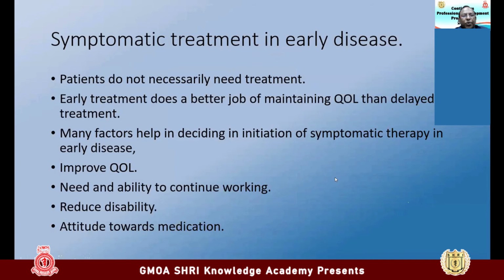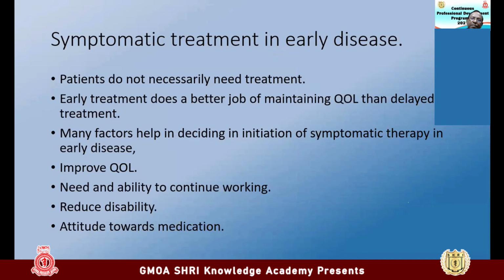Right. So these are symptomatic. I'll come to the symptomatic treatment of early disease. So this is very important. Early disease is very mild disease, maybe unilateral involvement. In these patients, sometimes patients do not necessarily need treatment. You can discuss the condition with the patient.